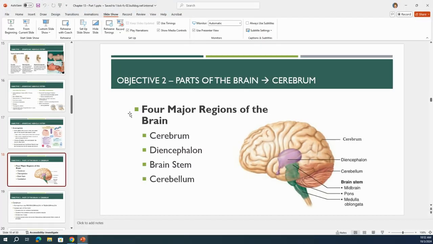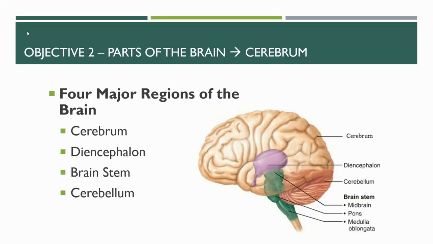Alright, so this video is going to cover Objective 2 from Chapter 13. We're going to start talking about all of the parts of the brain, and we're going to start with the cerebrum, which is going to be the largest part of the brain. As you can see, we've got 4 major parts, and we're going to be covering each one as we go through Part 1 of Chapter 13.